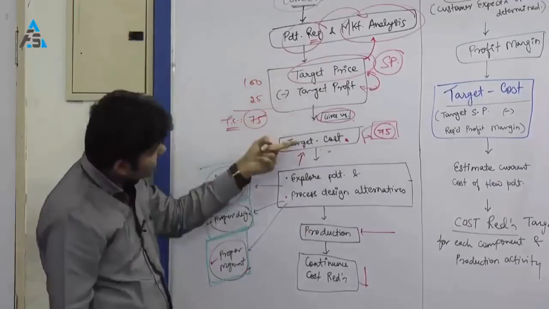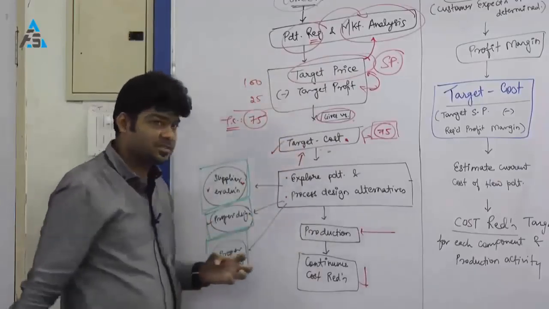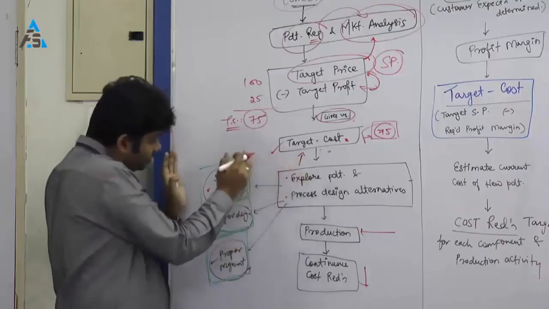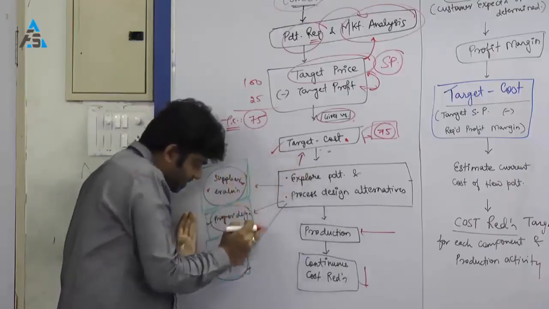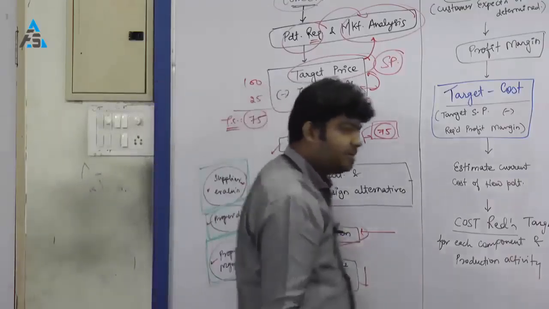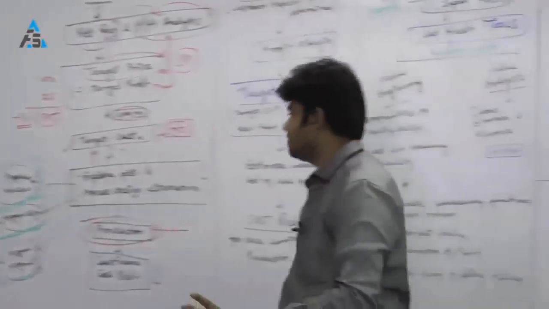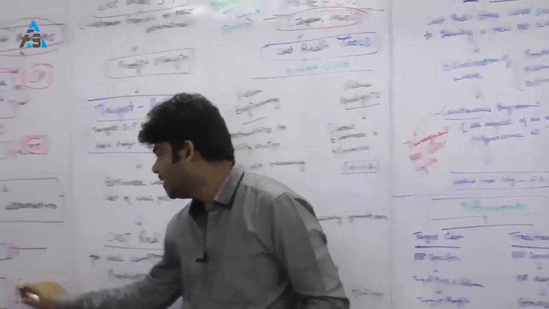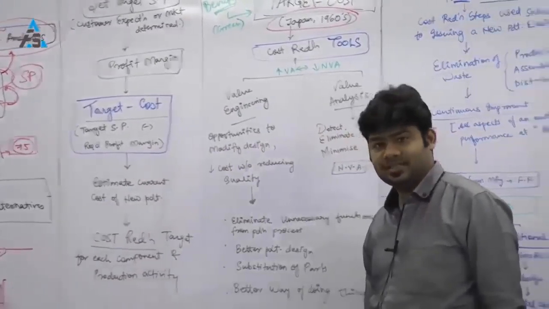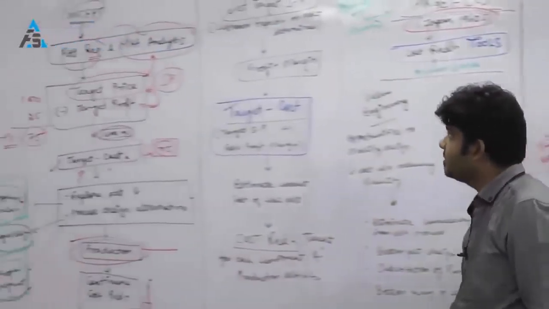Jaise hi target cost mila, I will start exploring the product and process design alternatives. Once that is done, I will see supplier, that includes probably supplier evaluation, proper design and proper management. Once that is done, the production will be complete. Production is complete. I do not have to stop there as far as cost is concerned. I will still keep on incurring the cost reduction exercise. So this is the whole concept of target cost.